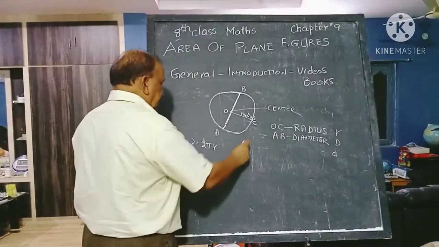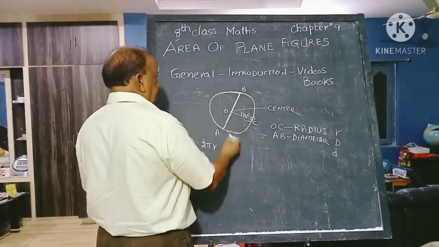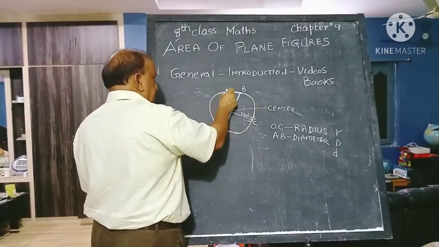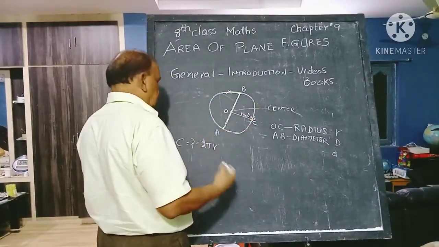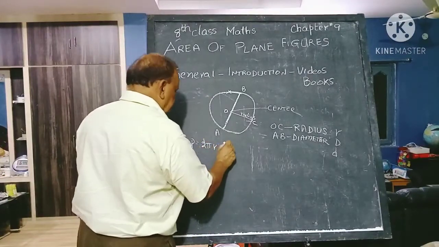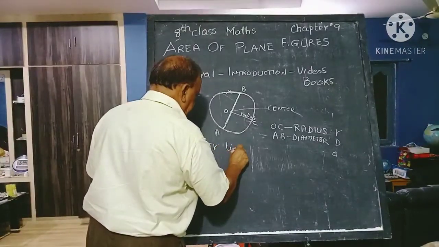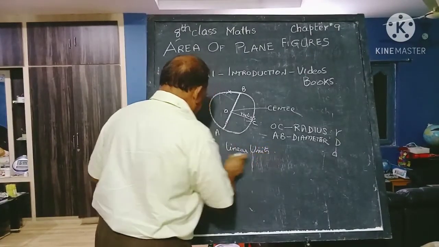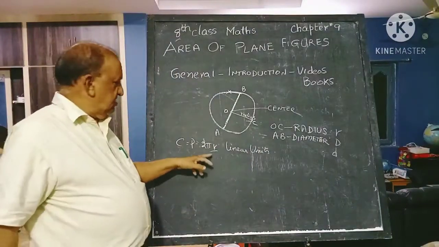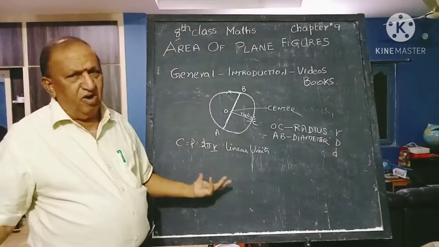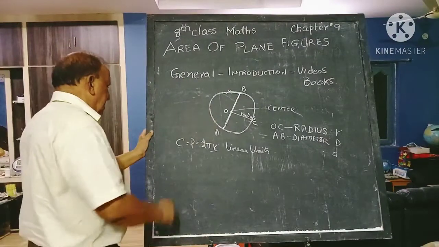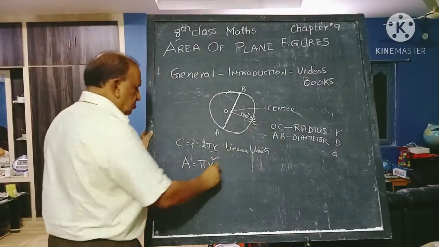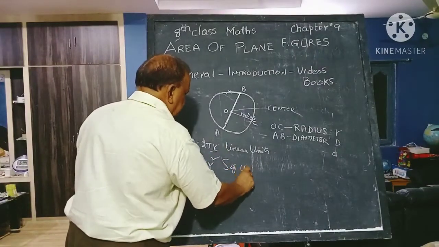Now the circumference means you start at one point, go all around, and come back to the first point. The distance you travel is 2 pi r. This is a linear unit. Why linear? The only dimension here is r. There is no r squared. So it is linear. Whereas the area of a circle is equal to pi r squared. So this will be in square units.